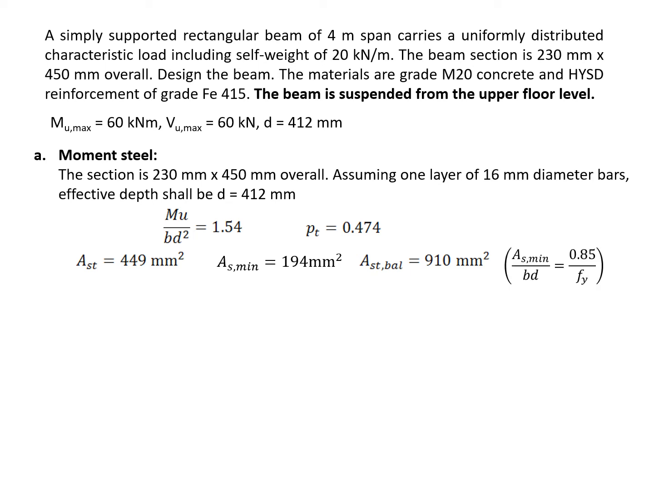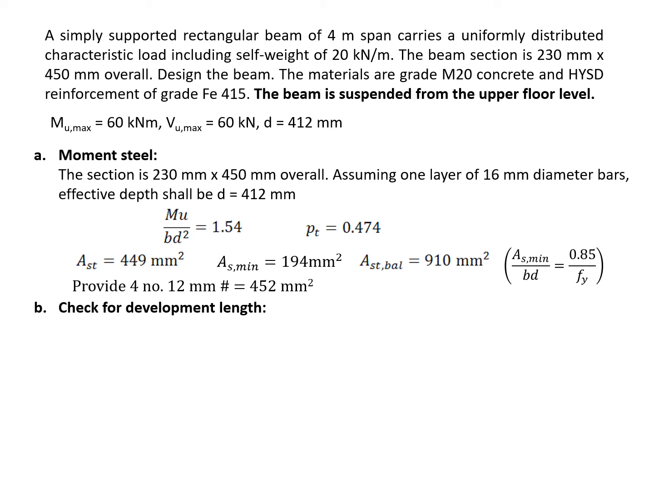Now how to get AS minimum? There is a formula which we did. Use this formula and find AS minimum. Now that you have provided AST between AS minimum and AST balance, you are okay. If it was more than AST balance, then you would have to go for double reinforcement. This problem is singly reinforced only. Now 449, you choose the number of bars. I have chosen 4 bars of 12, which gives 452, which is okay, slightly more than 449. It has to be always slightly more.